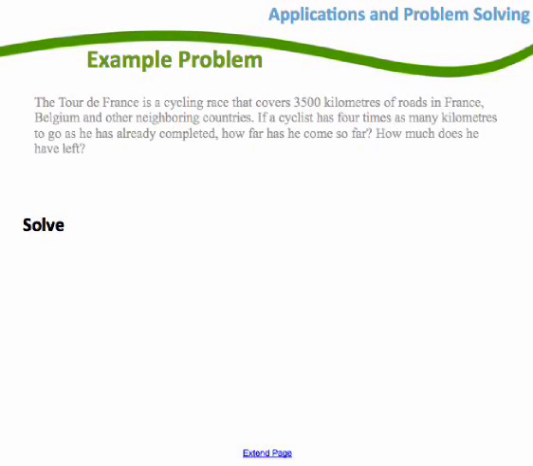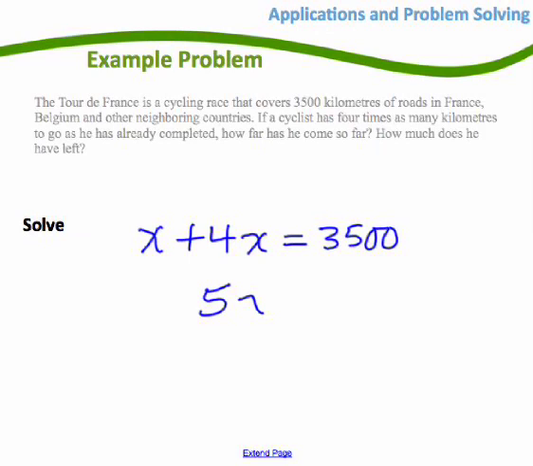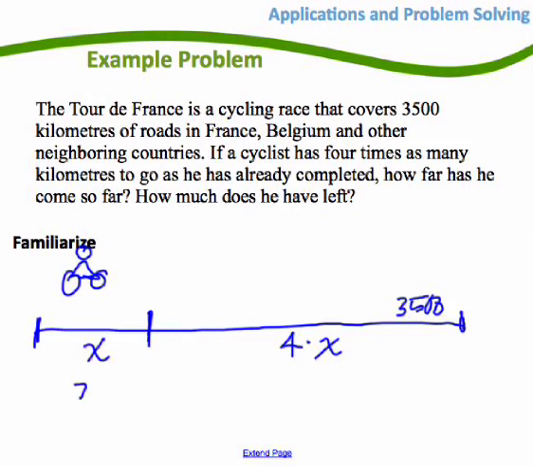So x plus 4x is equal to 3,500. Add these together, that gives me 5x, collecting like terms. Use the division property, divide both sides by 5, and I get 700. What does that mean? Oh, let me go back. So that's x, and x was this distance right here, 700. That means the distance he has left to go is 4 times 700, which is about 2,800. Do those two add up? Yeah, they do.